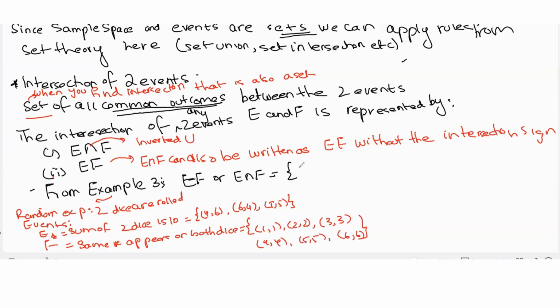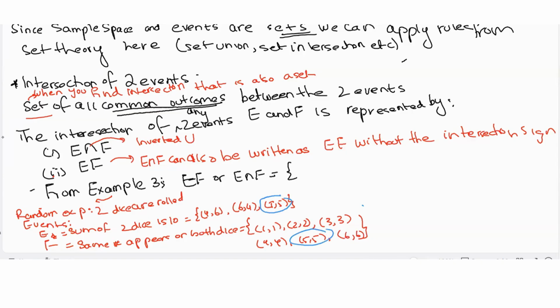So let's see what common outcomes are between them. The intersection of these two events will be the set of all common outcomes between them. You can see you have 4, 6 here, but you don't have a 4, 6 here. You have 6, 4 here, but you don't have a 6, 4 here. The only common outcome between them is 5, 5.